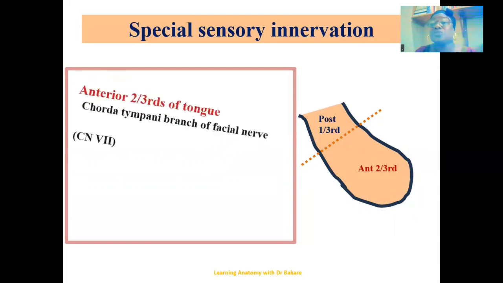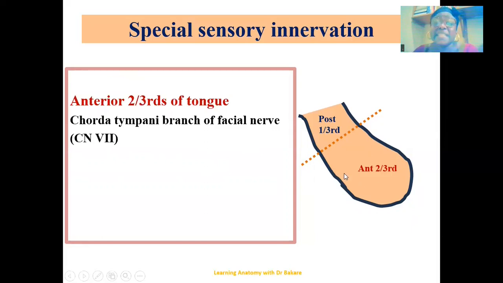So the anterior 2/3 of the tongue is innervated for special sensory innervation by the chorda tympani branch of the facial nerve. So let's also try to illustrate it around this base. Let's say this is where we have the facial nerve here highlighted in blue. So from the facial nerve, we then have the emergence of the chorda tympani branch, which of course supplies the anterior 2/3 of the tongue.